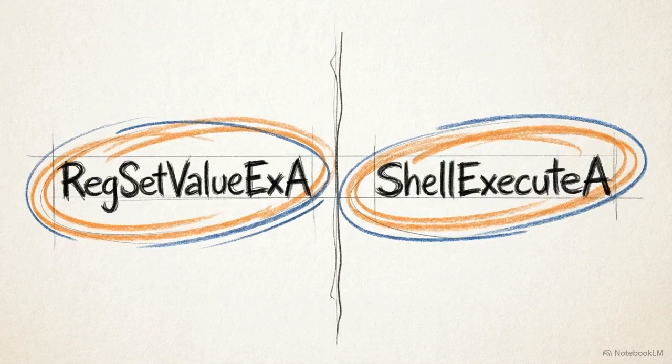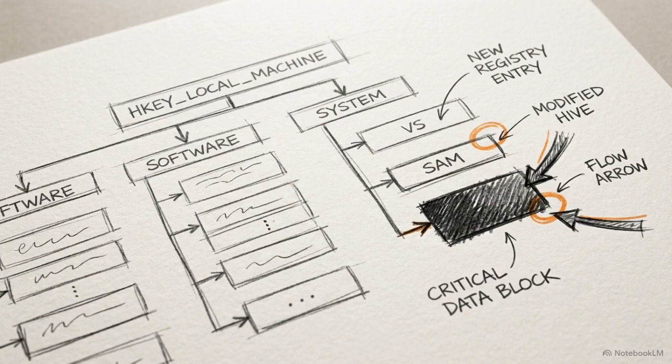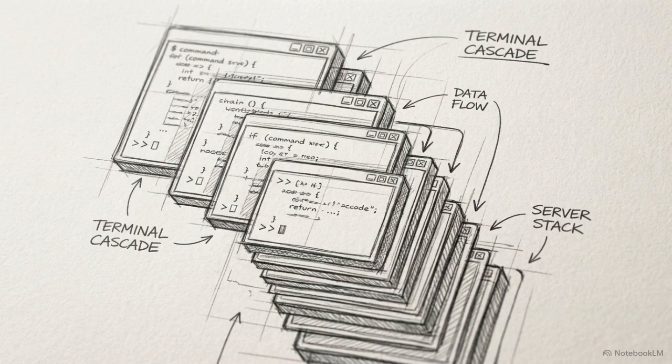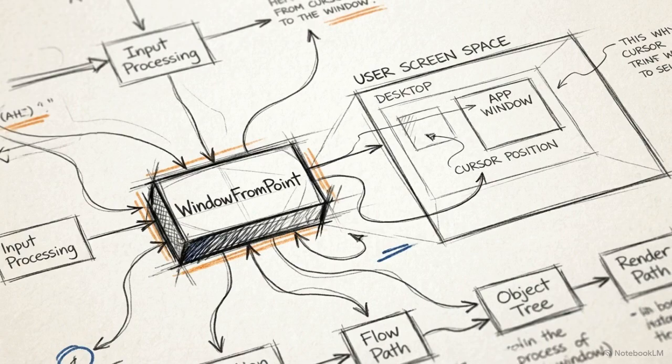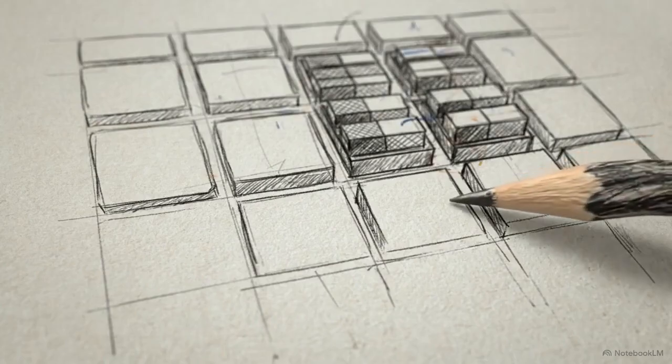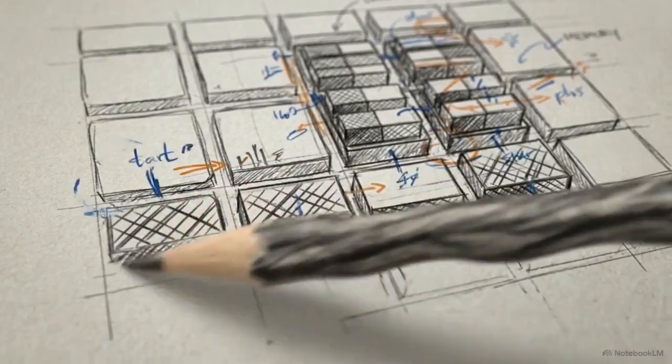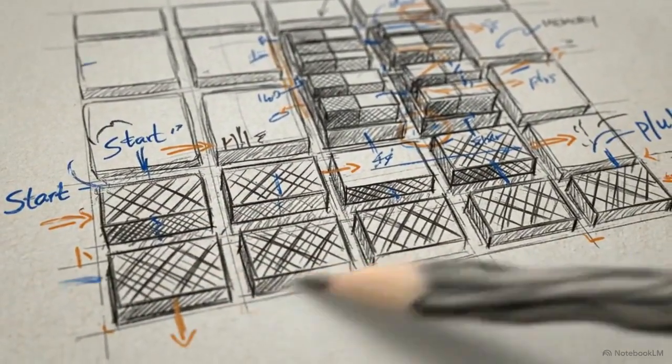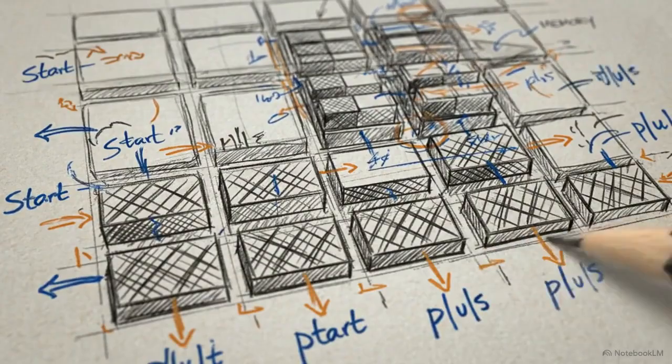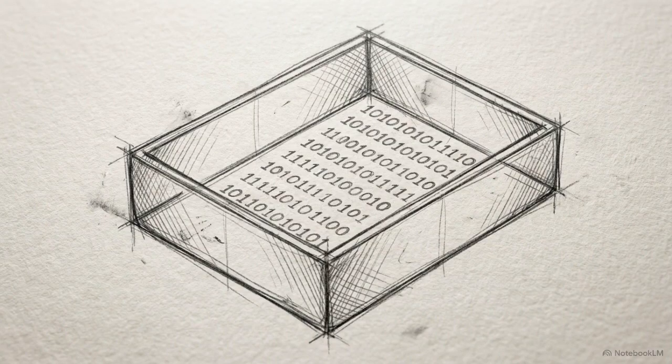Beyond the packer's own requirements, we see other readable imports, RegSetValueA and ShellExecuteA. These reveal the software's capabilities. RegSetValueA is used to modify the Windows registry for persistence, while ShellExecuteA allows the file to launch secondary processes. We also find WindowFromPoint, which indicates the software is designed to interact with the user's interface. Even when the primary payload is obscured, the import address table provides a high-confidence static profile of the software's true capabilities. Static analysis is the study of the container that holds the code.